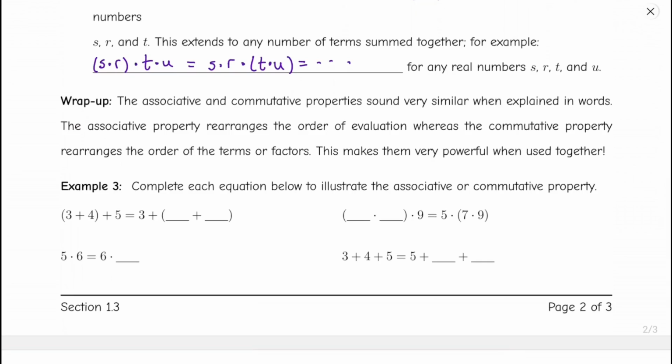So (3 plus 4) plus 5 is the same thing as 3 plus (4 plus 5). 5 times (7 times 9) is the same thing as (5 times 7) times 9. 5 times 6 is the same thing as 6 times 5. 3 plus 4 plus 5 is the same thing as 5 plus 3 plus 4. Or you could have even done 5 plus 4 plus 3. That would have been another acceptable answer for this one. And that is it for part 1 of section 1.3.